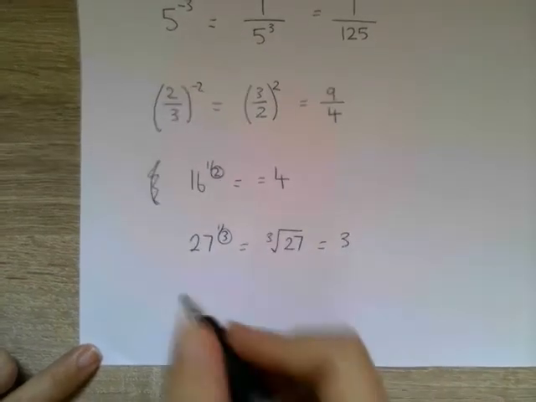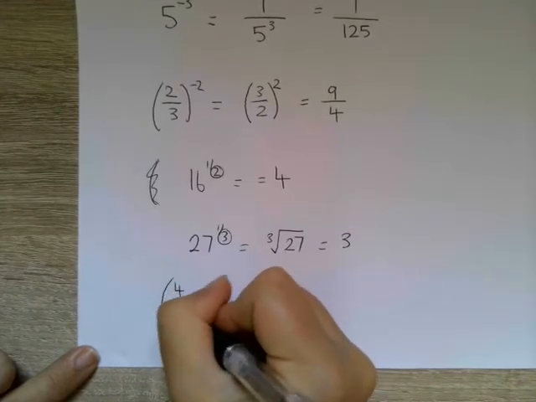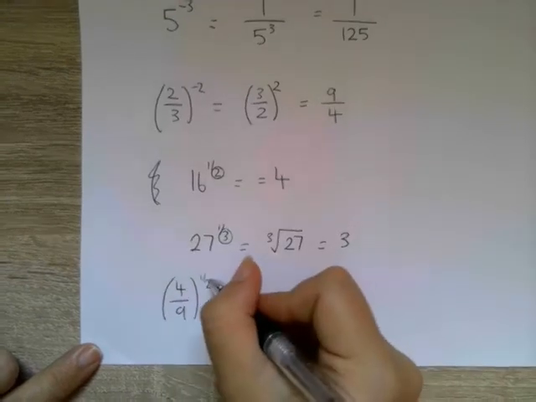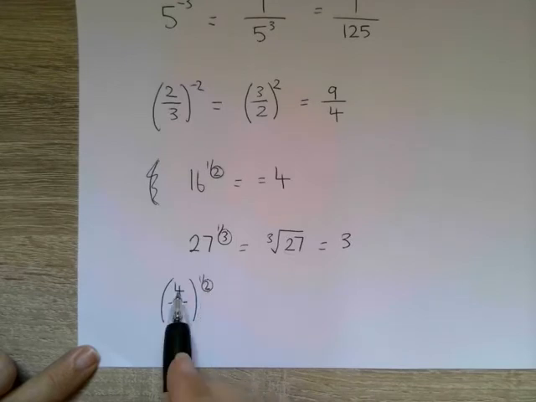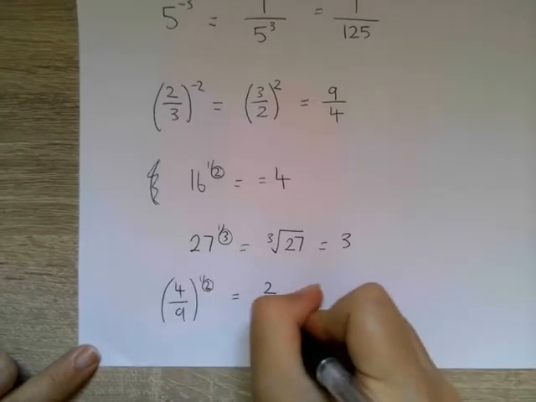Let's try a fraction to a fraction power. Again, still check the bottom number. That means it's a 2, so it's a square root. So you would just square root the 4 and square root the 9. So that would be 2 over 3.